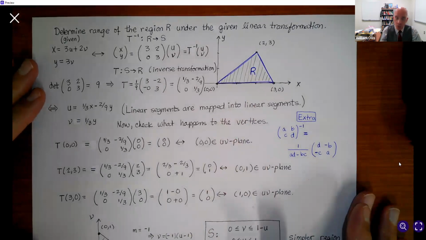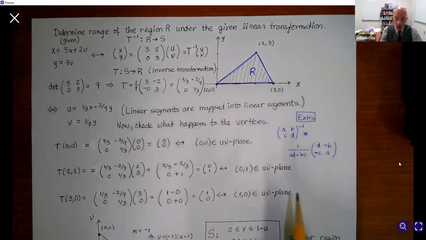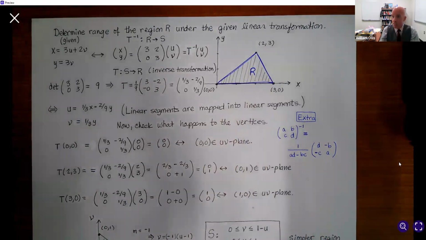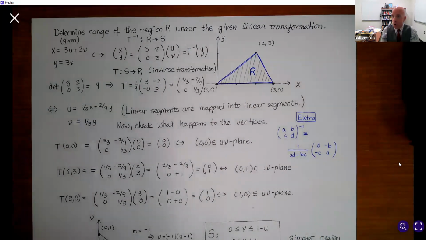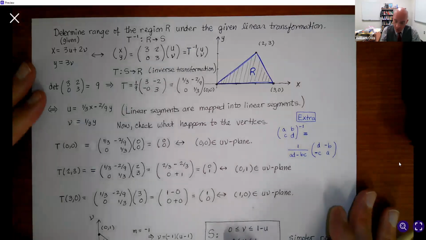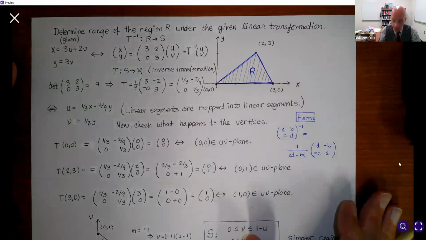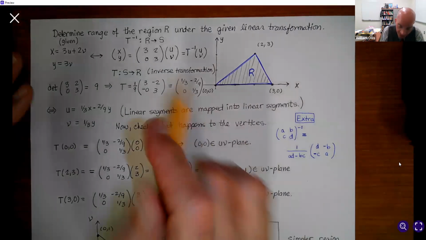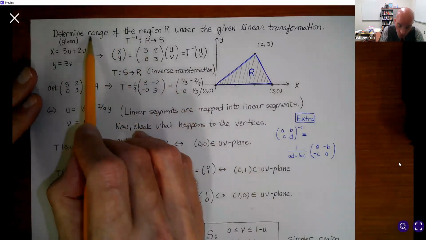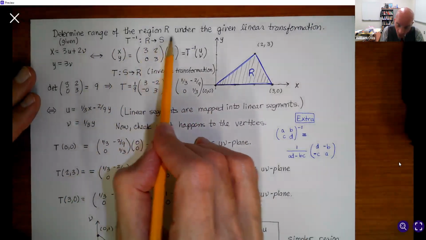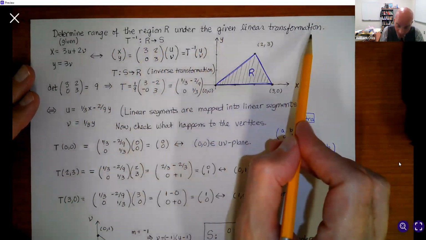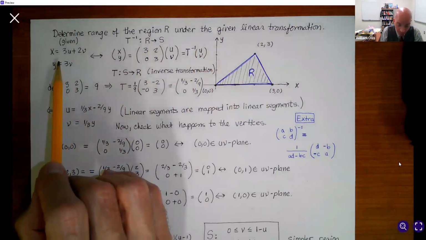But what I wanted to do now was just an example of where we're given a transformation and we just want to see what the range of the region R would be. So I wanted to go through this and just show you some ideas that you may remember from your college algebra class. So like I said before, we're asked to determine the range of the region R under the given linear transformation. So here's the transformation right here.